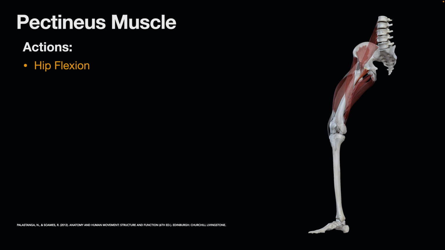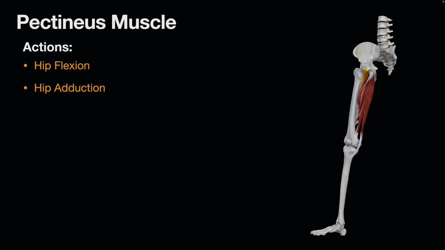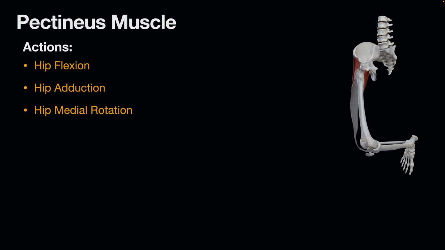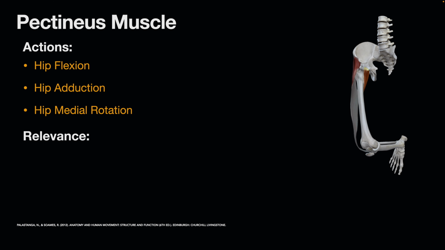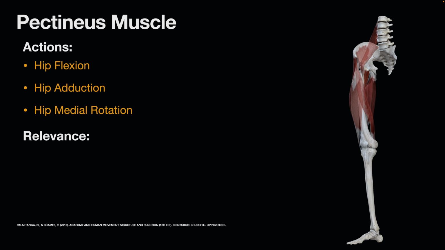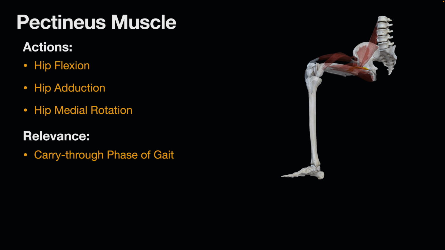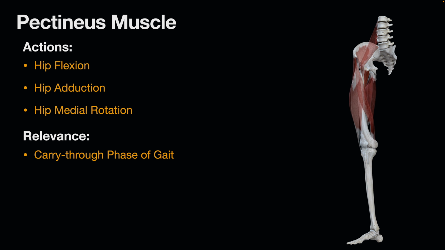Due to the course of its fibers, the pectineus is capable of multiple actions. This includes flexion of the hip, adduction of the hip, and medial rotation of the hip. In concert with other pelvic muscles, the pectineus' contribution, hip flexion, enables the carry-through phase of the gait cycle. Attaching between the pelvis and the proximal femur, it also acts as an adaptable ligament of the hip joint, stabilizing the pelvis during body movement.